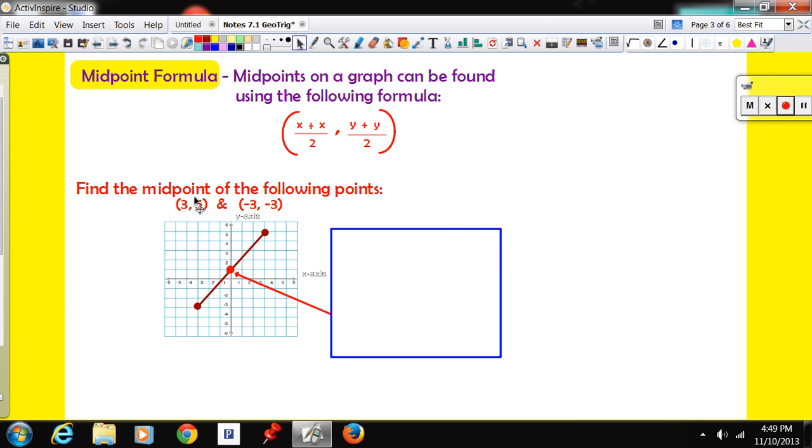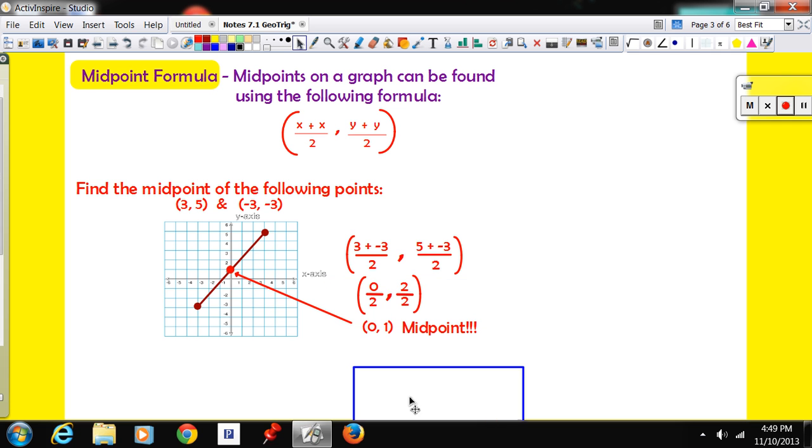So if I'm using this example right here, I would have 3 plus negative 3 over 2. That's my x plus my x. I'd have 5 plus negative 3 over 2 here, and that would be my y plus y. So it's a 0 and a 1, so your midpoint is the point 0, 1. That's the exact middle between those two endpoints right there. So that's called our midpoint. That means we have two equal pieces.